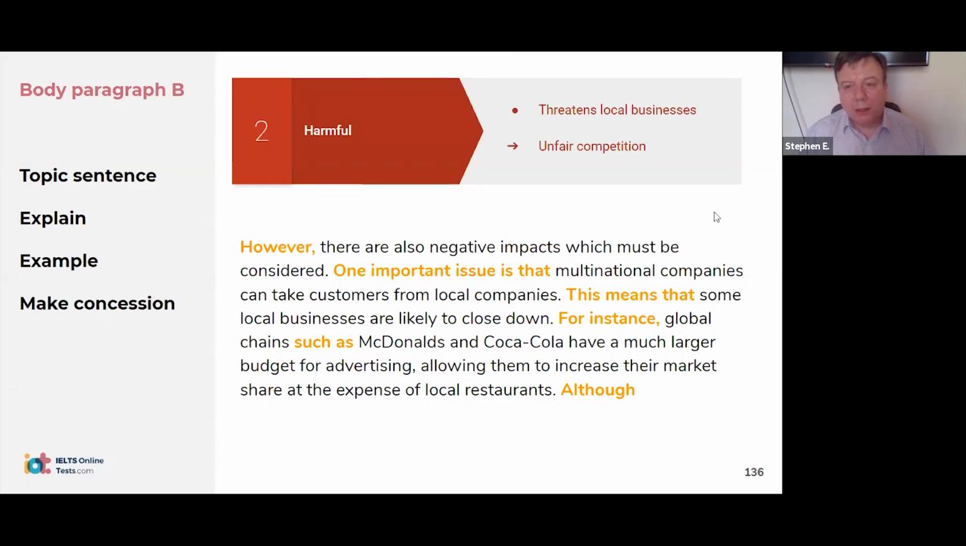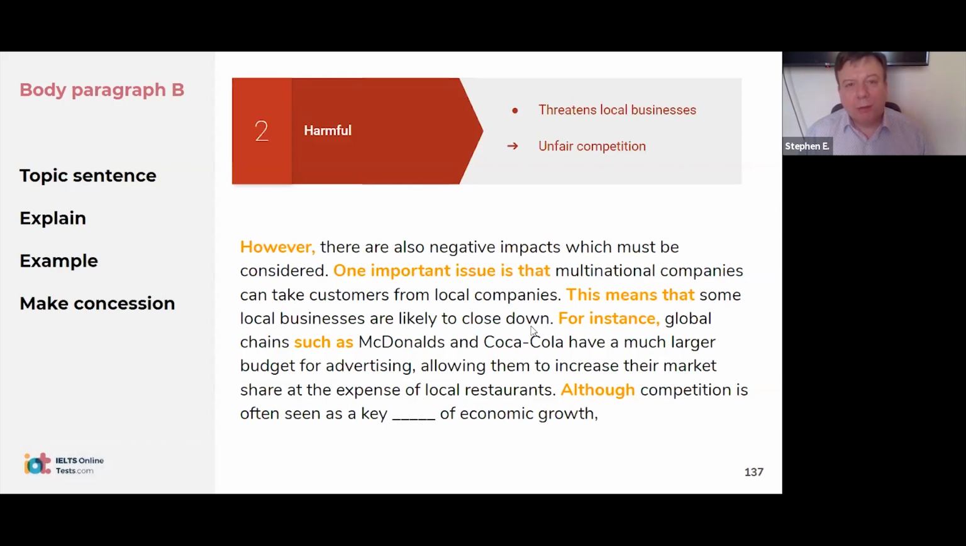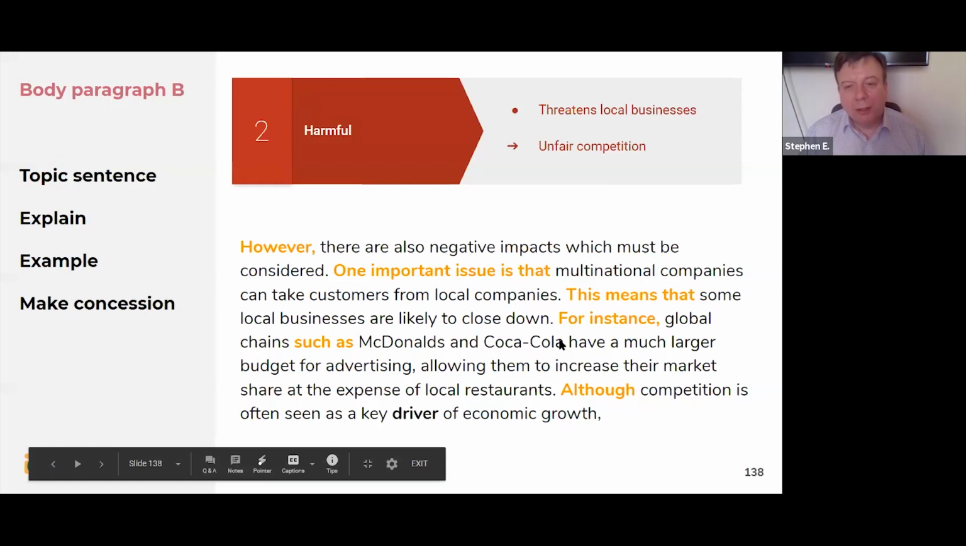Okay, that's it. Although competition is often seen as a key something of economic growth. So what are we going to put in there? Think about what you do in a car. Think of the word form. Yeah, almost. Mustafa, think about the word form. Okay, driver of economic growth.